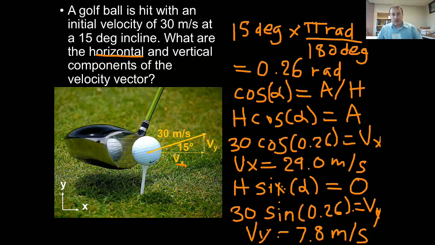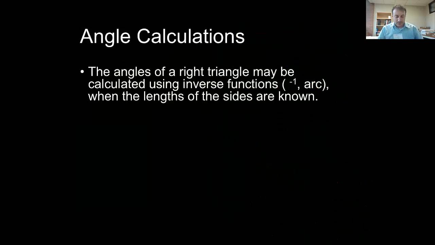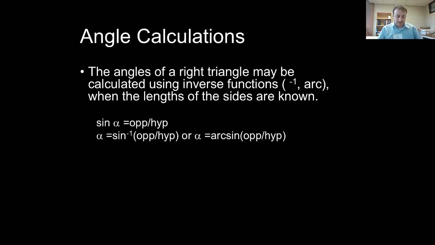So this gives an example of how we would break down a vector with a known magnitude and direction and solve for its horizontal and vertical components. We can also calculate the angles within this right triangle by using inverse functions, where if we know the lengths of the sides, we can use these inverse trigonometry functions to solve for the angles within the right triangle.